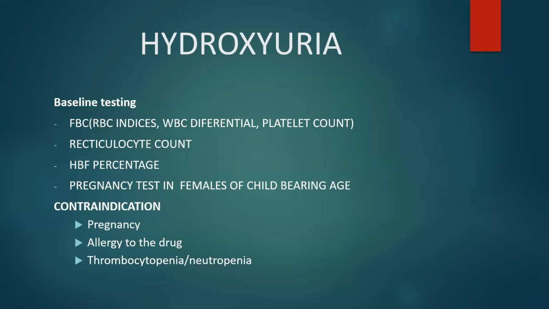Platelet count should also be noted, it's one of the things that we need before we put patients on hydroxyurea. Reticulocyte count is one of the things that we need, and then the percentage of fetal hemoglobin. These three parameters or labs are supposed to be done before the patient is put on hydroxyurea. Patients who are in their reproductive age, pregnancy tests should not be missed, because hydroxyurea is contraindicated in pregnancy.